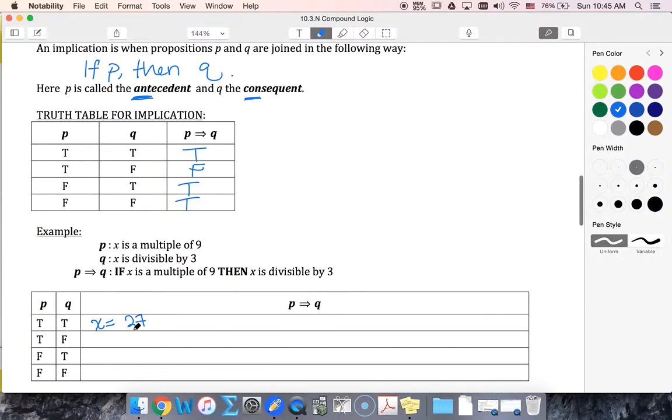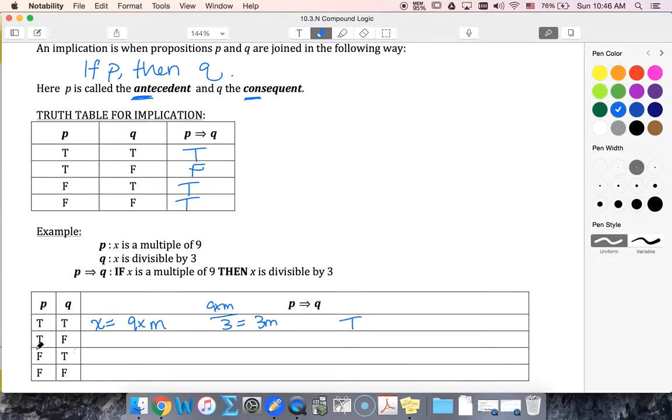Well, if X is 27, it is definitely divisible by 3 because any number that's multiplied by 9, so let's actually even go more basic. So X is some multiple of 9, so it's 9 times some number. Well, 9 times some number is always going to be divisible by 3 because the 3 will always go into 9. So that's going to always equal 3m. So if P is true, that it is a multiple of 9, then it will definitely be divisible by 3. So that's always going to be true.